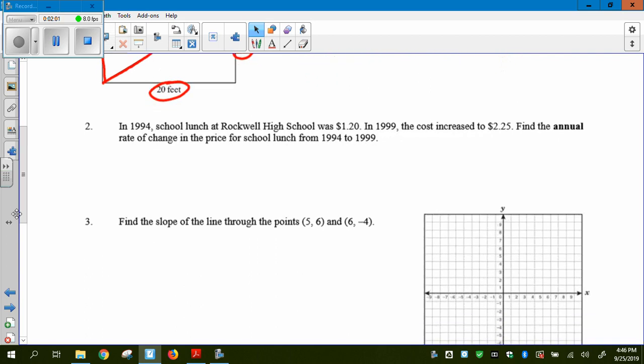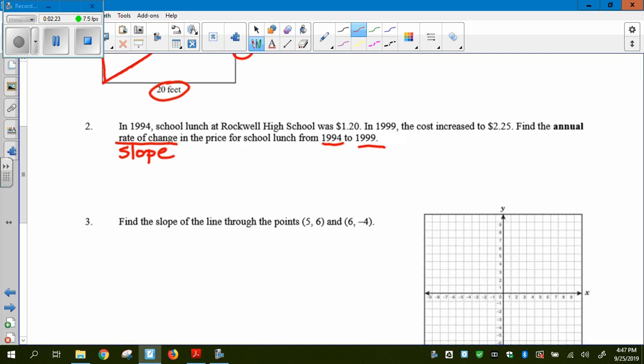Okay. In 1994, school lunch at Rockville High School was $1.20. In 1999, the cost increased to $2.25. Find the annual rate of change. Rate of change is actually another way of saying slope in the price for school lunch from 1994 to 1999.